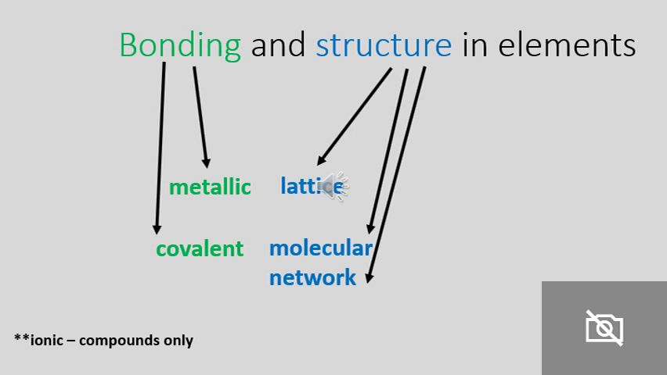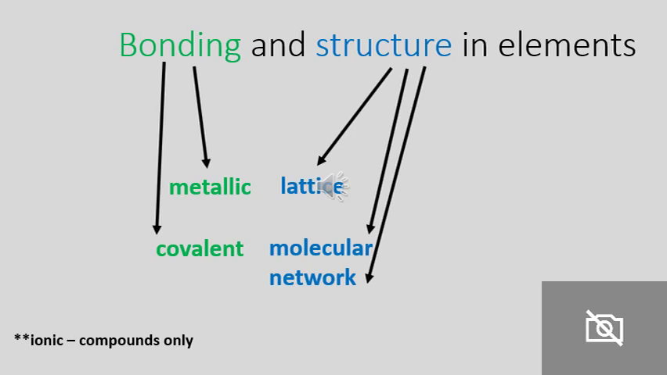When it comes to bonding, in elements we only have two types, metallic bonding or covalent bonding. So metallic obviously happens within metals, covalent is bonding within non-metals. Ionic is the other type of chemical bonding that we know about, but that can only work in compounds typically when we've got a metal and a non-metal.